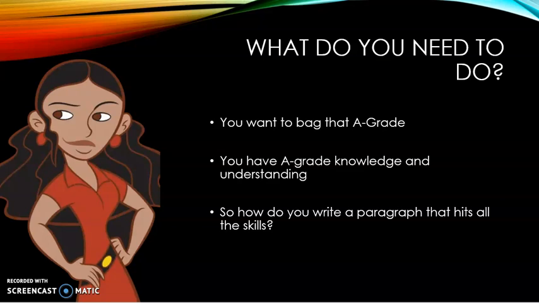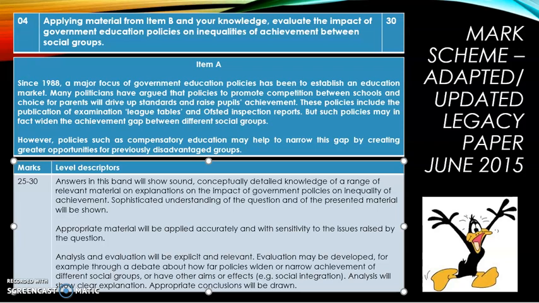So let's have a look at what we have to do by looking at the mark scheme. This mark scheme is from a legacy exam paper from 2015, and what I've done is I have reworded the question in order for it to be in the current exam style, and also I've just rejigged the mark scheme a bit as well, just so it matches what we are used to with the current mark schemes. So the question that we're going to be answering is: apply material from the item and your knowledge, evaluate the impact of government education policies on inequalities of achievement between different social groups. You get yourself an item as well. This is the item that was on that legacy June 2015 paper, and here is the mark scheme also.